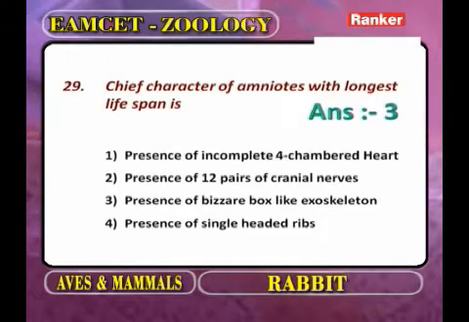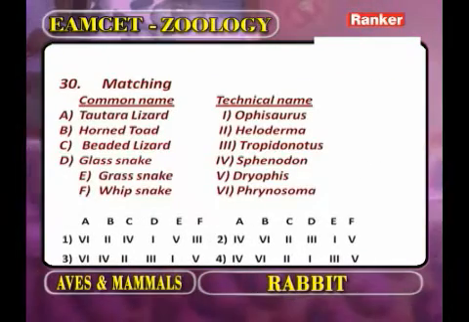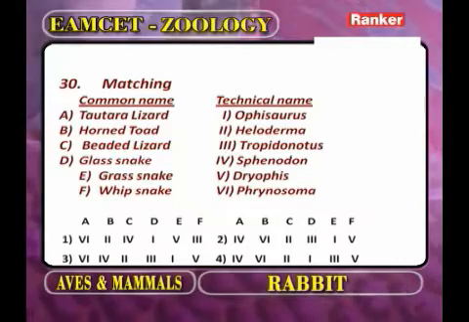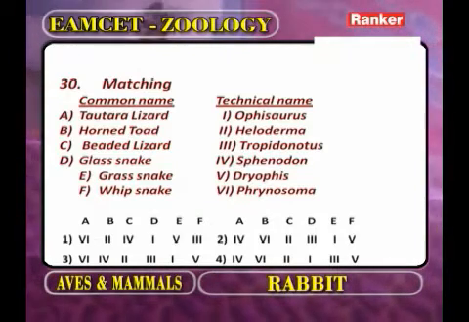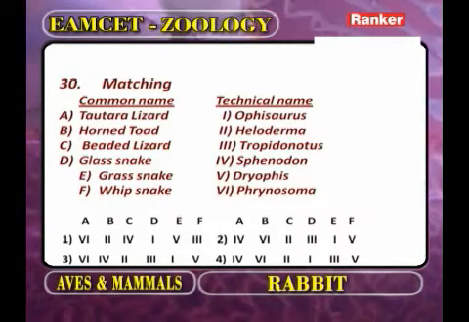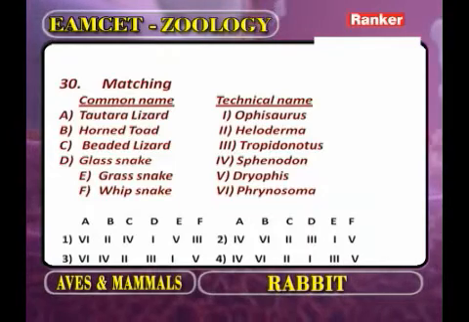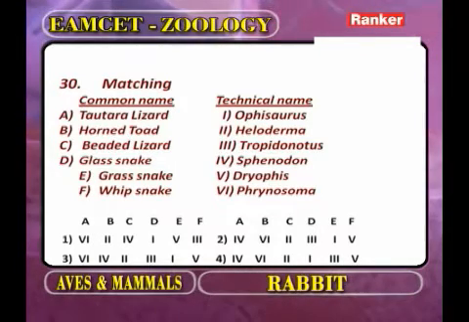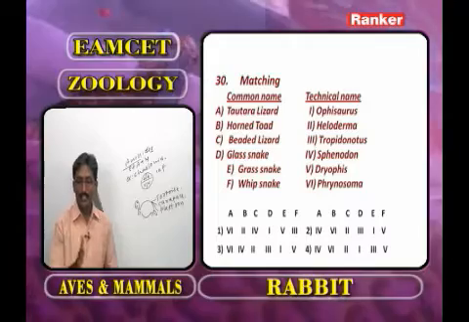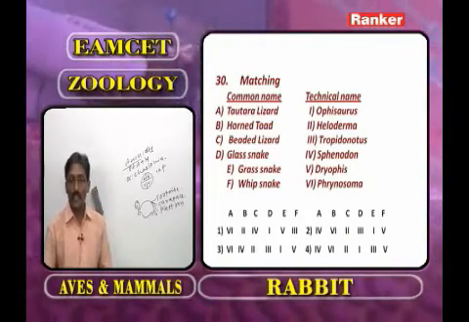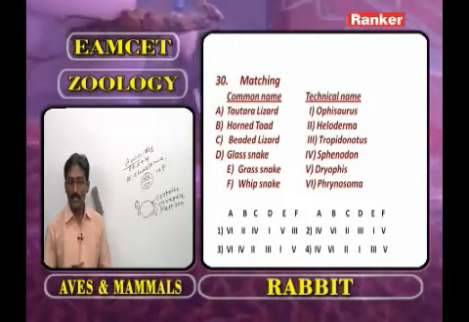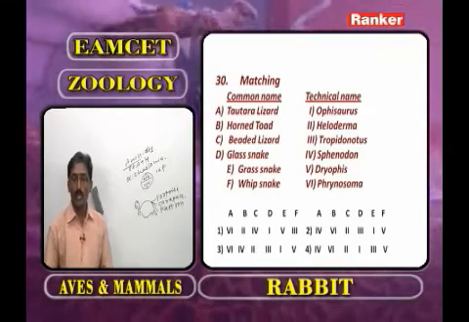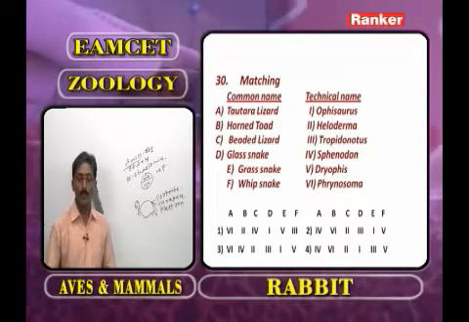Now we go for the next question. Now the matching. List 1: Tatara lizard. Second one, horned toad. Third one, beaded lizard. And the fourth one, glass snake. Fifth one is grass snake. And the sixth one is whip snake. What is meant by whip snake? The body is whip-like. List 2: Ophiosaurus, Heloderma, Tropidonotus, Sphenodon, Dryophis, Phrynosoma.